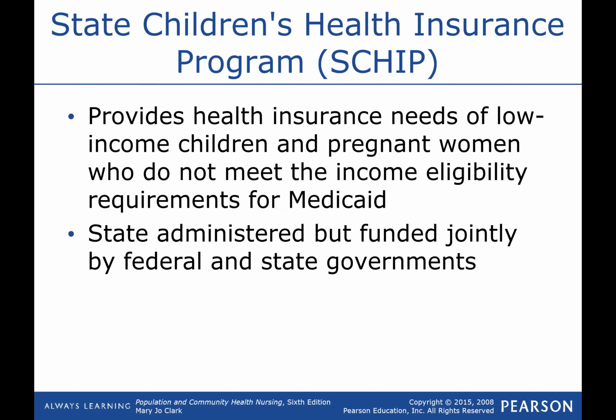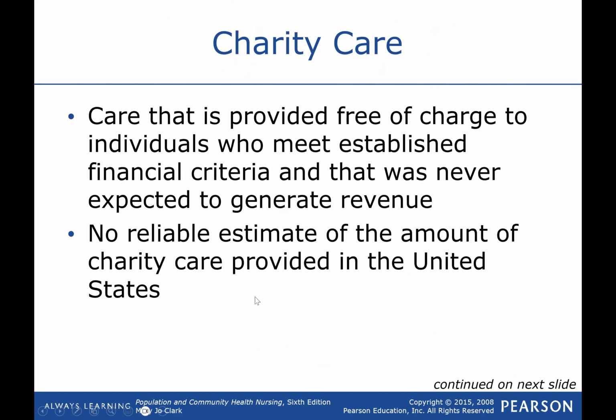Right, so your CHIP, your state Children's Health Insurance Program, provides health insurance for low-income children and pregnant women who do not meet the income eligibility requirements for regular Medicaid. It's state administered, but funded jointly by federal and state. Charity care is care that is provided free of charge to individuals who meet established financial criteria, and it was never expected to generate revenue. There's no reliable estimate of the amount of charity care provided in the United States, but at the facilities that I've worked at, it was a pretty astronomical number of people who receive charity care.